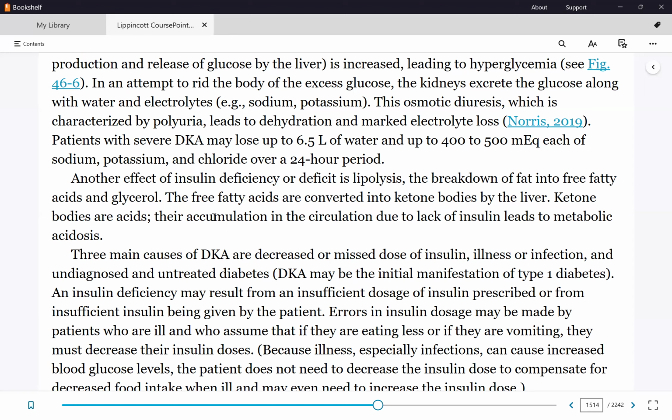Can the cells get the sugar now? Still no. Remember, what was the problem? No insulin. Sugar is plentiful. We have enough sugar, too much, in fact. The problem is I wasn't taking my meds.